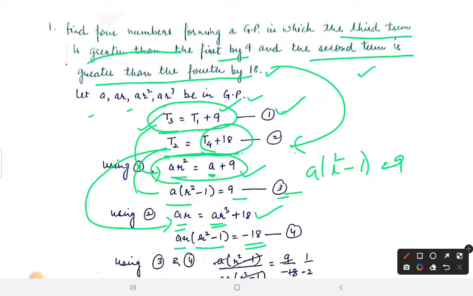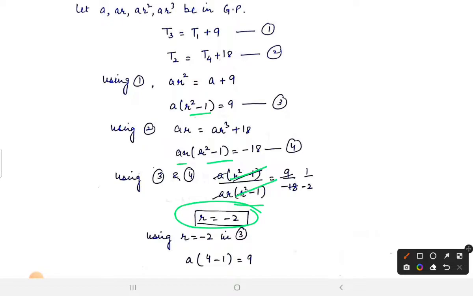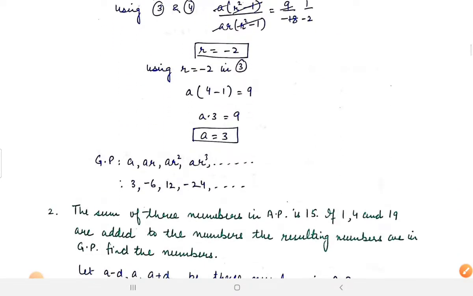So by dividing 3 and 4, we have R square minus 1 divided by R square minus 1, and 9 upon minus 18. This cancels with this, so we have R as minus 2. Substitute the value of R in equation 3 or 4. From equation 3 we get A times 4 minus 1 is equal to 9, so A is equal to 3. So we have the geometric progression A, AR, AR square and AR cube. Putting the values of A and R, we have 3, minus 6, 12 and minus 24.